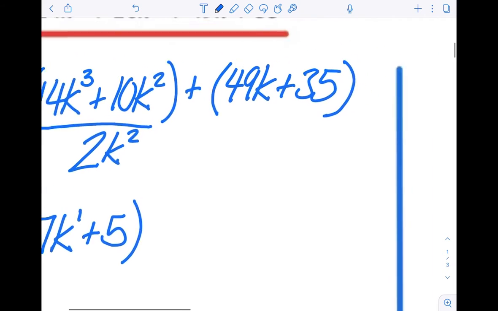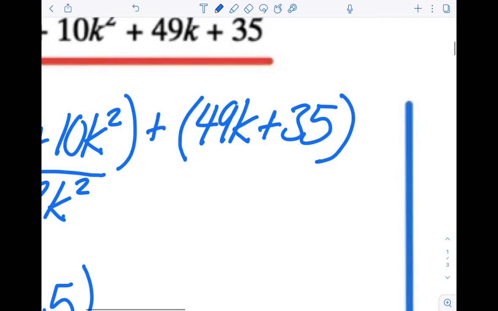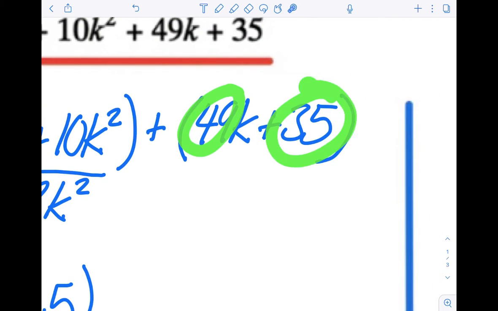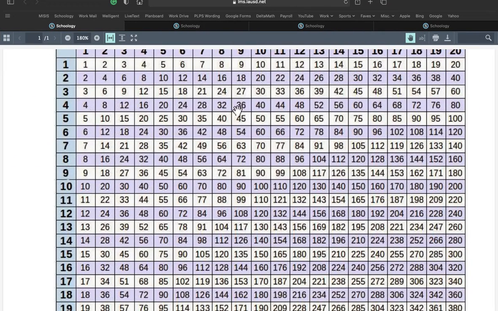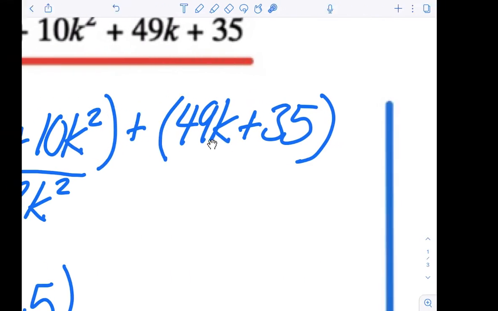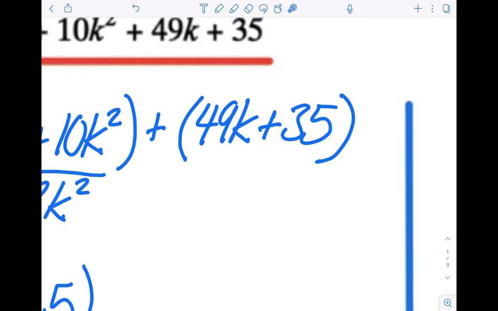So let's do the same thing with this parentheses. I'm going to look at my multiplication chart, 49 and 35. What number can go into 49 and 35? So let's see. Do I see 49 anywhere? No. Keep looking. Look, 49, 7. But does it also go into 35? Yes, perfect. 35 and 49 can divide by 7. So I'm going to divide by 7.